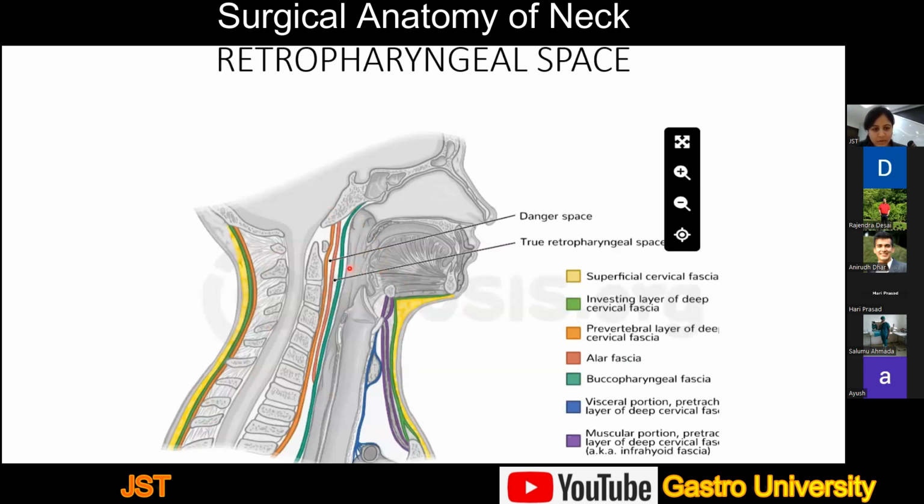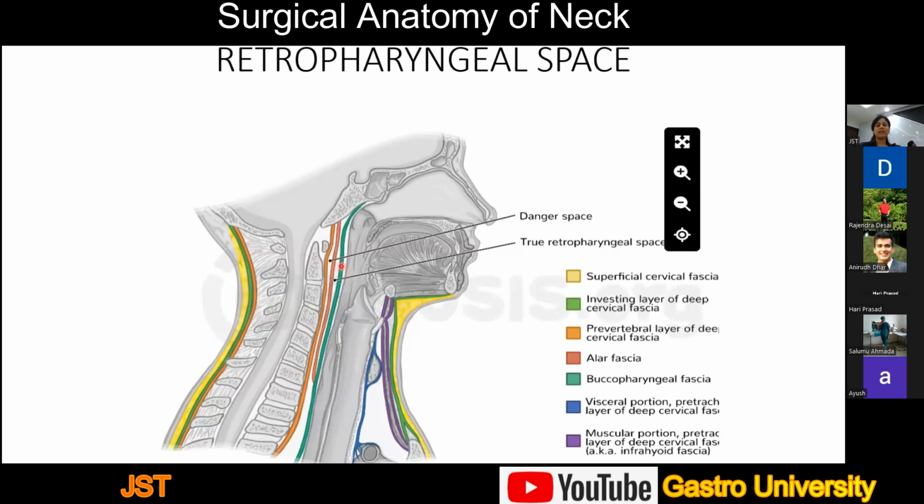Now, let's come to the retropharynx. The green line is the buccopharyngeal fascia. Behind that is the prevertebral fascia, which is the dark orange. Between the prevertebral and the buccopharyngeal fascia, there is the alar fascia. The alar fascia can be considered a supplementary layer to the prevertebral fascia. The space between the buccopharyngeal fascia and the alar fascia is our retropharyngeal space.